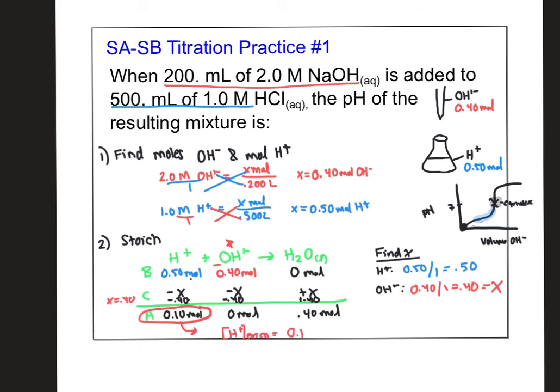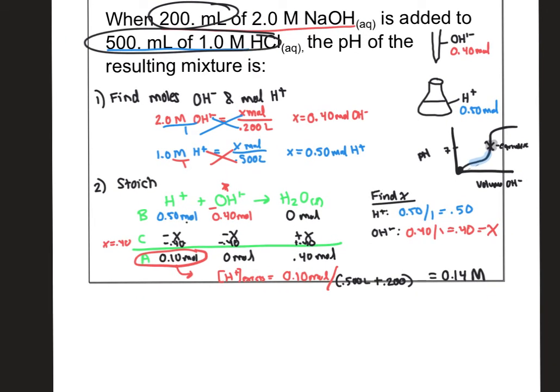So I'll take my 0.10 moles, and we're going to divide it by the total volume. So first, I started with 500 mils, so 0.500 liters of H+, and I added 200 mils of the base, so added to 0.2. When I solve out for my molarity, I get 0.14 molar. Very last step, that is concentration of H+, and we know that the pH is equal to the negative log of H+. So I'm going to take the pH is equal to the negative log of 0.14, and my pH at this point in the titration is 0.85.